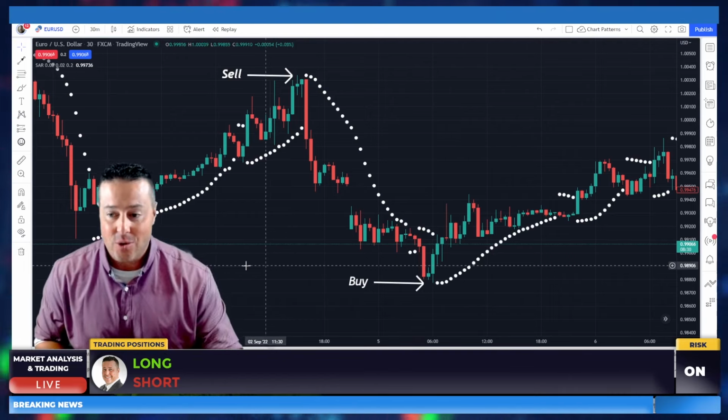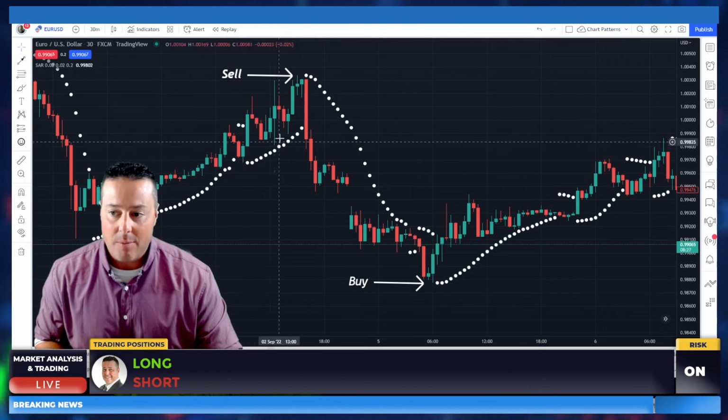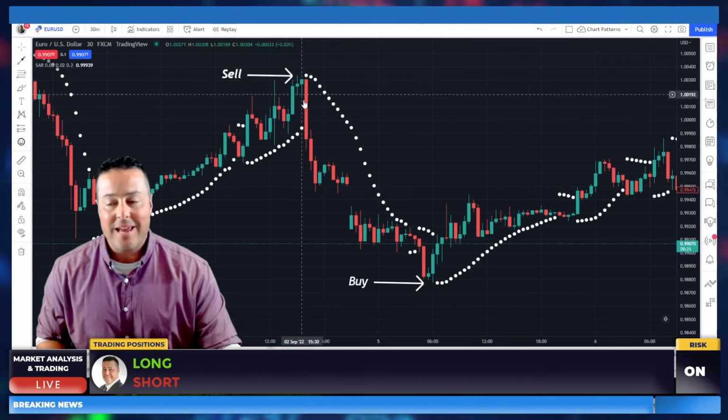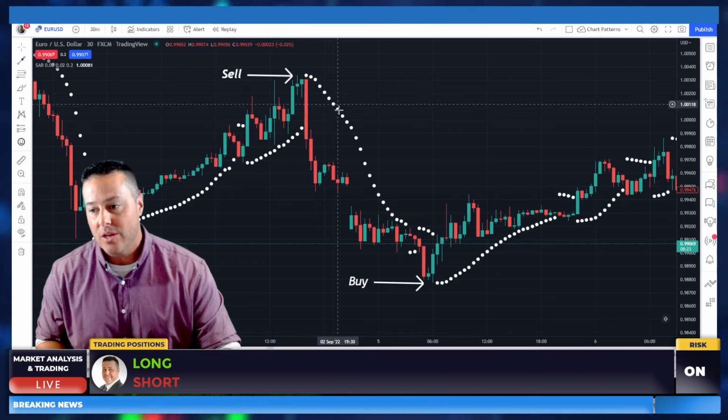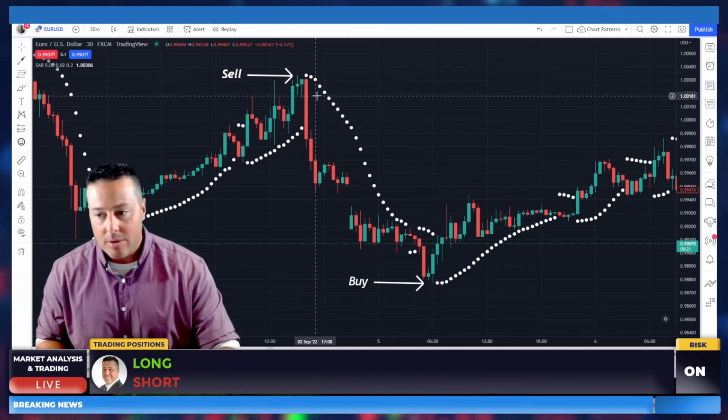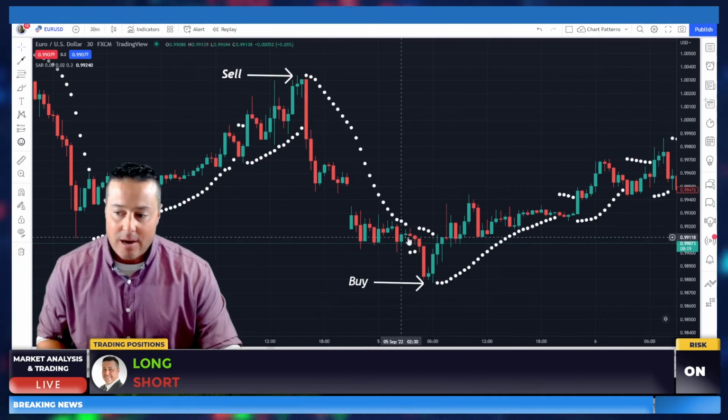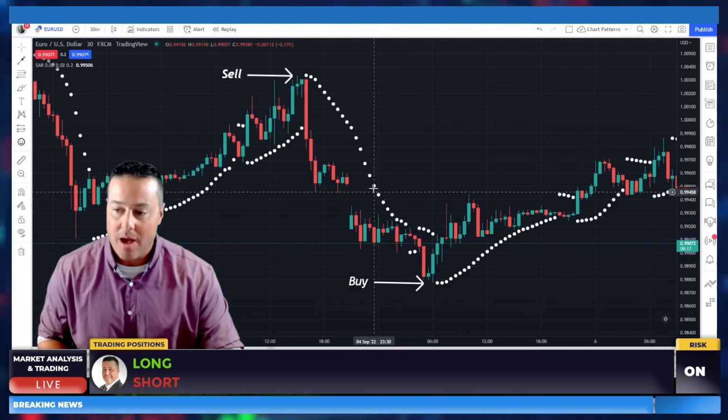That is the decision. So right here, more than likely you'd have been in a long position. This would have changed your mind. As soon as the dots jump price bars, you're looking to sell somewhere up in here. Maybe you need a confirmation bar to get in. Likewise, it's the same type of mechanism towards the bottom of the range.